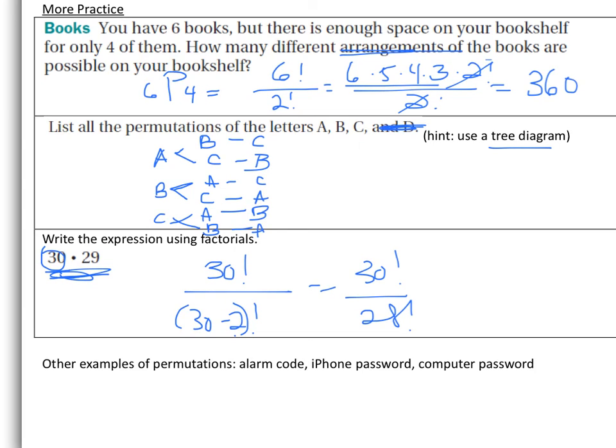And other possible examples of using permutations would come from alarm codes, iPhone passwords, computer passwords. These are situations or scenarios where order matters. And this concludes our lesson.